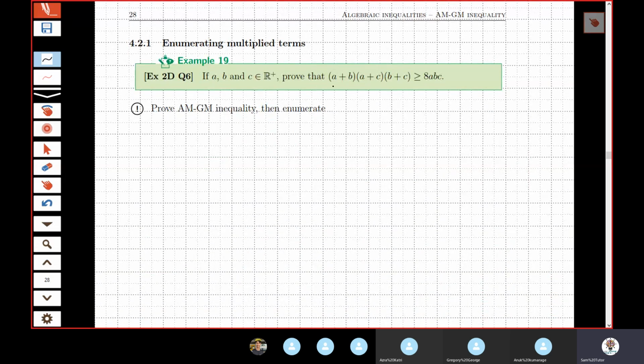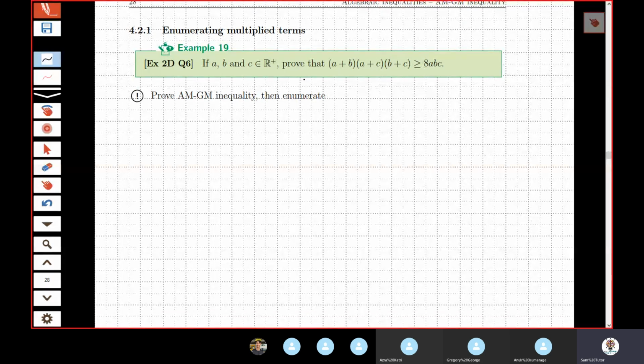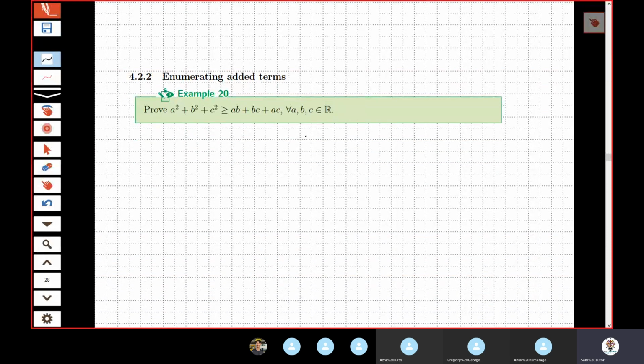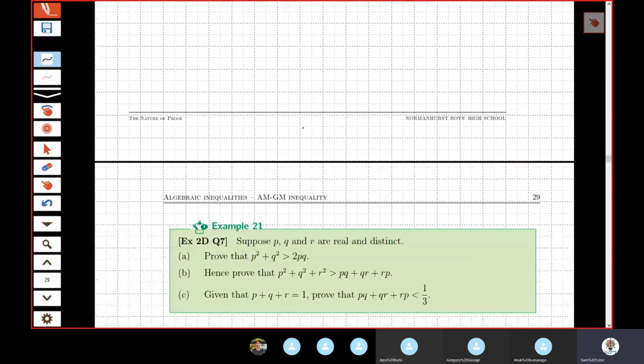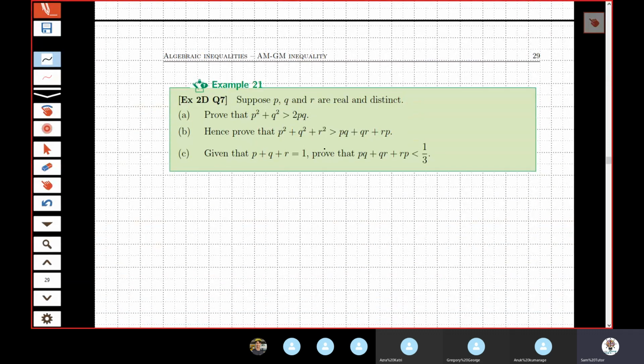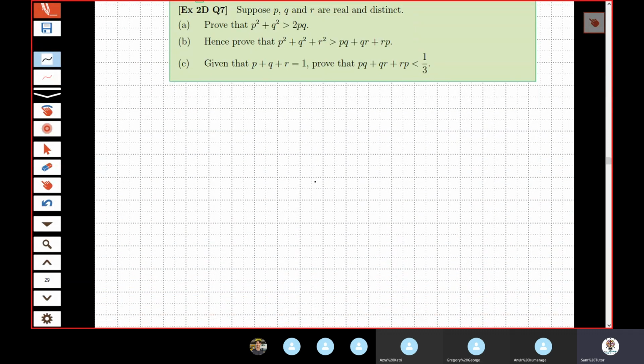Enumerating multiplied terms, prove that... All right. I don't know if we're ready for that. Maybe for this. Is this? Yeah, maybe that. Maybe we'll start with this one. Okay.